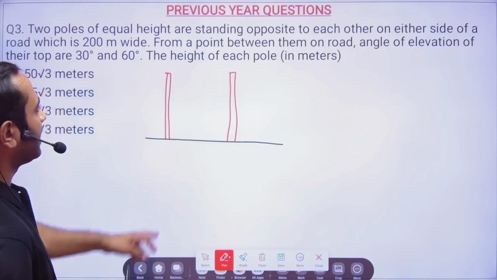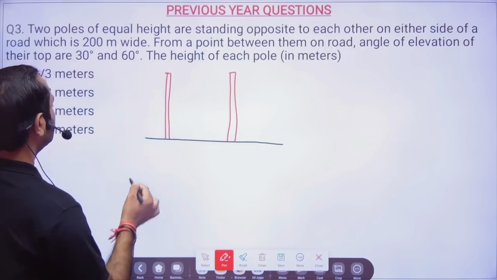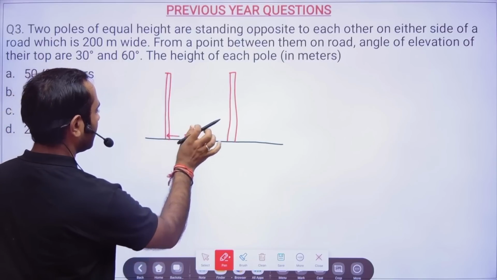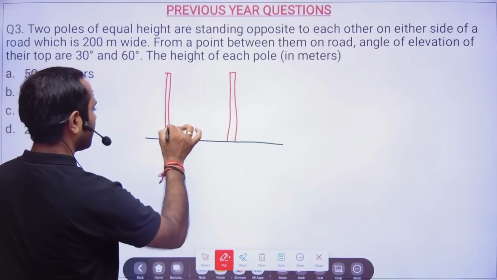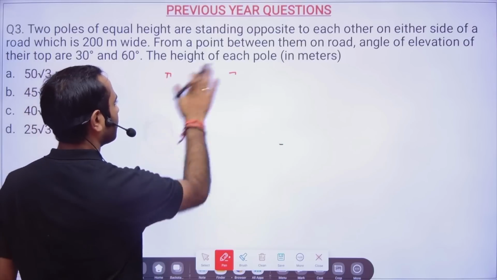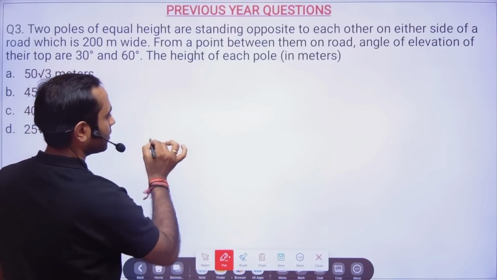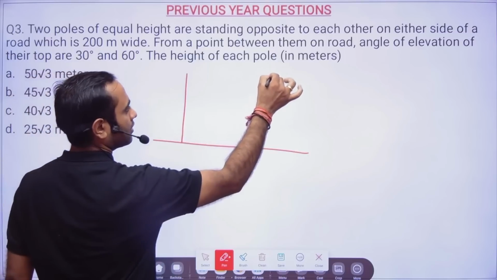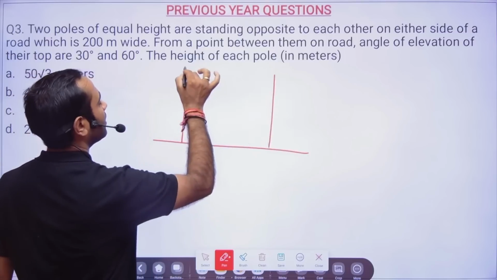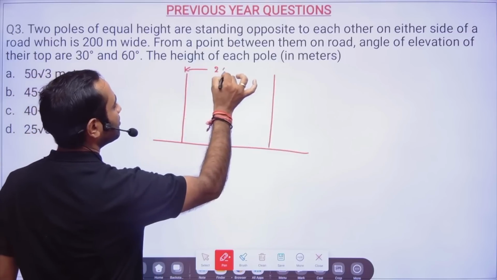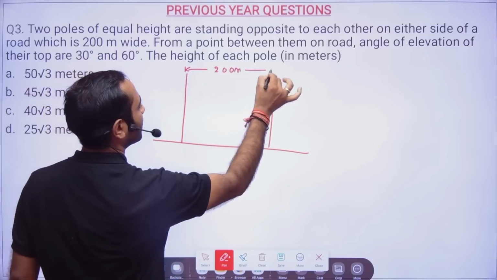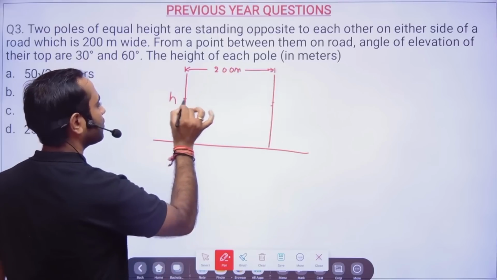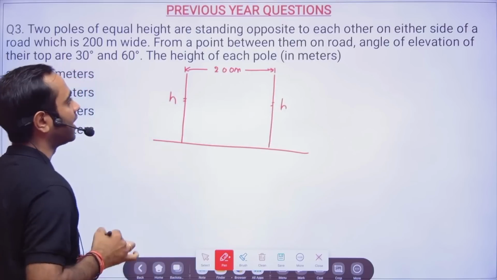Now what they are telling, and this is 200 meter wide, so the distance between them, I will not write here, let me erase it, the image was not good. So one pole is here and another pole is here, right? Now they're telling the distance between them is 200 meter, and they are equal in height. So if this is h, this is also h, right?